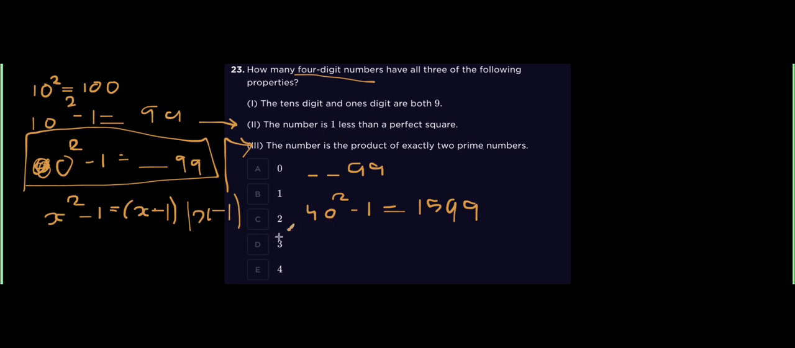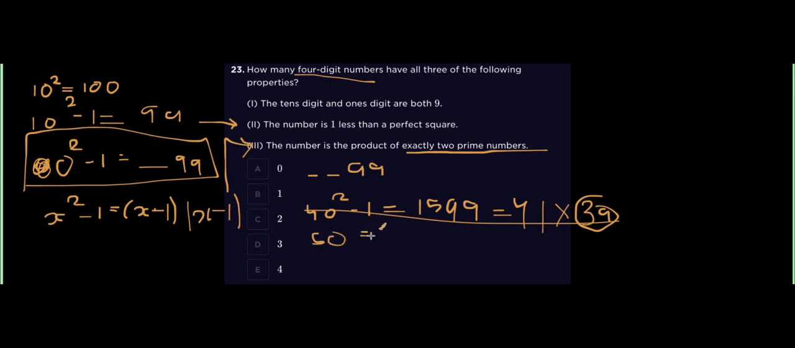In this case, x is 40, right? 40 plus 1 is 41, times 39. And I know for a fact that 39 is not a prime number. It needs to be the product of exactly 2 prime numbers, so I can eliminate 40 squared. Let's try 50. 50 squared minus 1 gives us 2,499, which is equal to 51 times 49. And both of these are not prime numbers. 49 is 7 squared and 51 is divisible by 3. So no, 50 won't work.